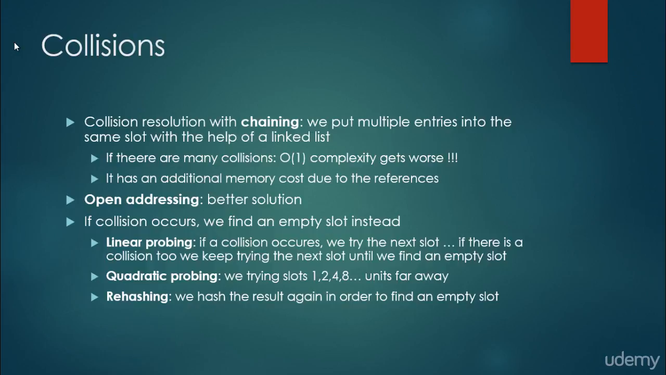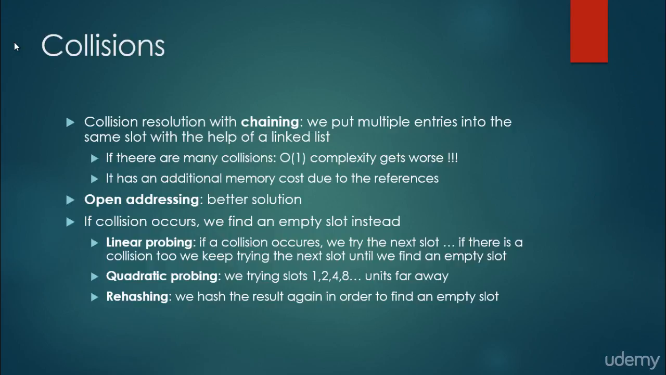So let me say a few words just to summarize again the collisions. We can solve the collisions in two ways, chaining and open addressing. What is chaining? We put multiple entries into the same slot with the help of a linked list. If there are many collisions, then the constant time complexity gets worse, of course. In the worst case, it is going to be linear because of the properties of the linked list.